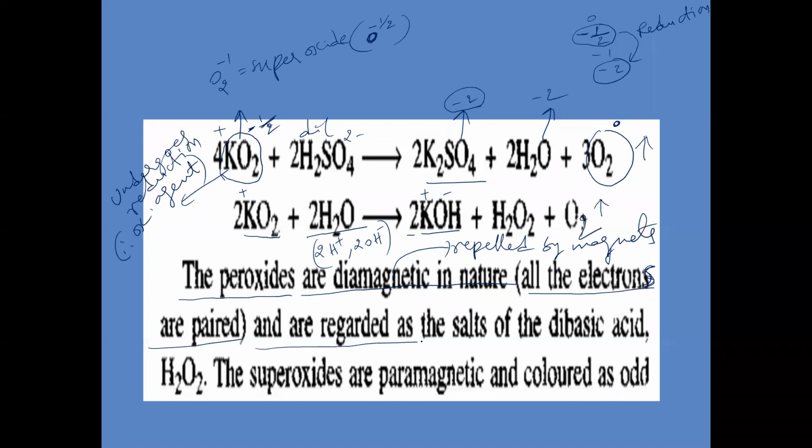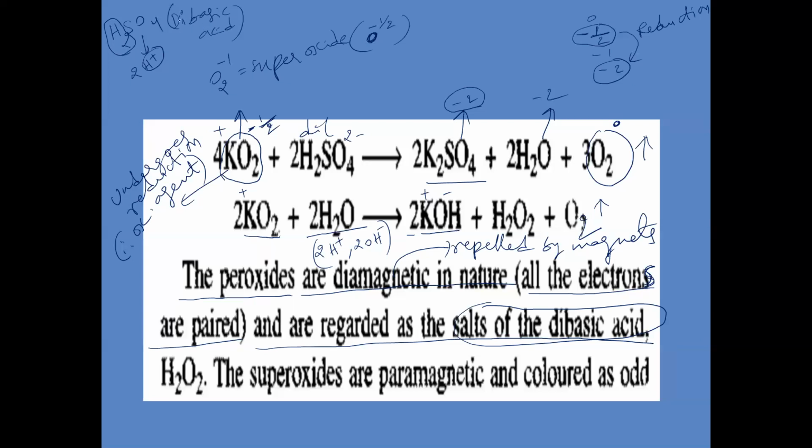And they are regarded as what? The salts of the dibasic acid. The peroxides are regarded as the salts of dibasic acid. Example of dibasic acid, what? H2SO4. In H2SO4, how many H plus ions are there? 2 H plus ions. One molecule of H2SO4 can produce 2 H plus. That's why it is called dibasic acid. As it is able to produce 2 H plus ions, it is called dibasic acid.